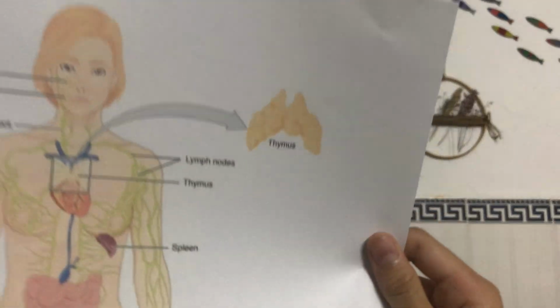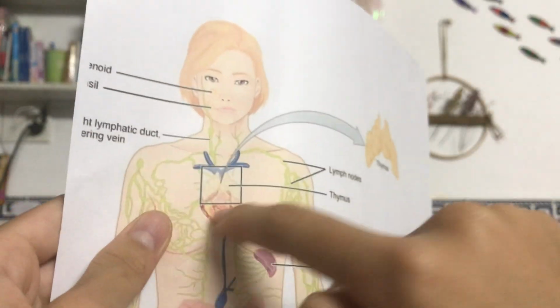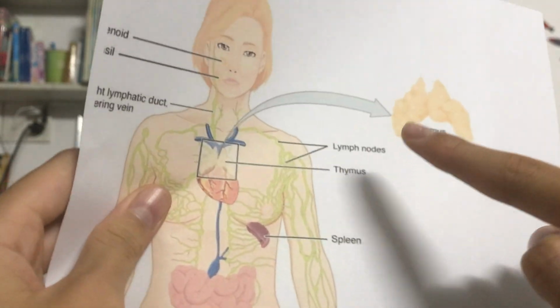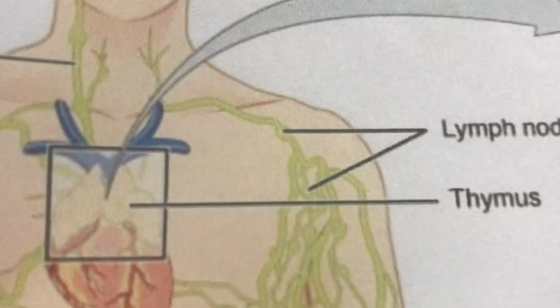Firstly, we have the thymus, which is in this area. We also have the lymph nodes, which are tiny little nodes on here, if you can see.